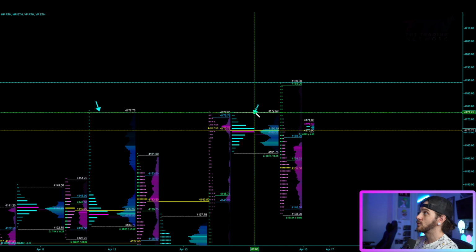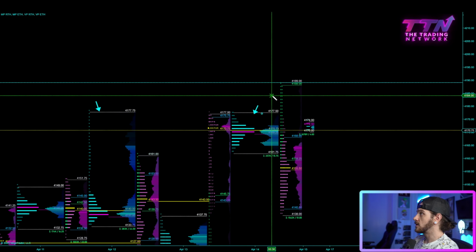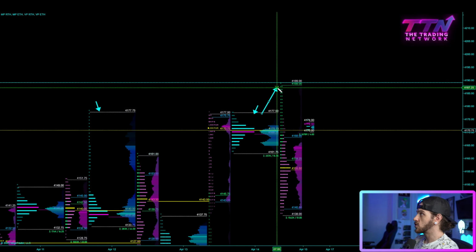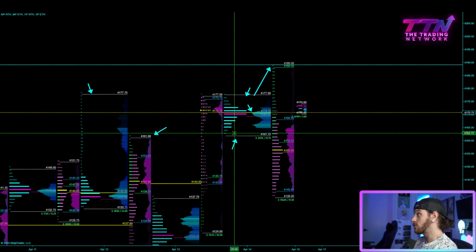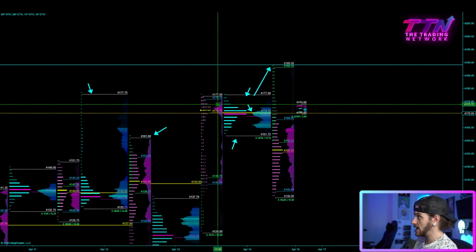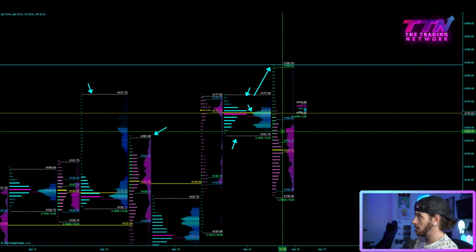If we get acceptance above 4177, likely a nice little long trade opportunity up to 4189, and then we got to sit and watch and wait to see what happens at that 89, 90-ish level. On the downside, a break below 4170-ish very likely gets us a move into this 61 level. Good confluence there. Regular trading hours high from the 12th, lining up with the overnight low from the 13th and the 14th. So nice little support resistance flip there.